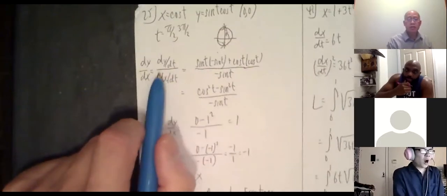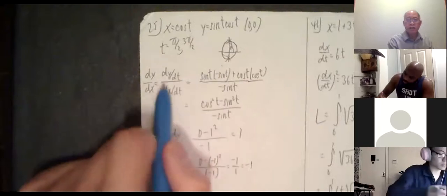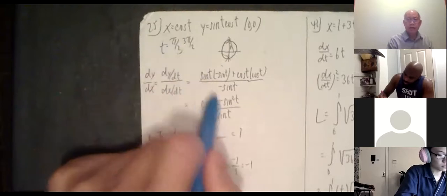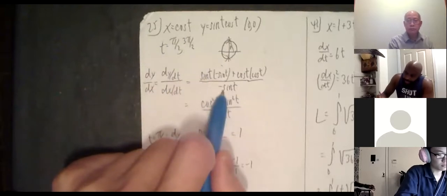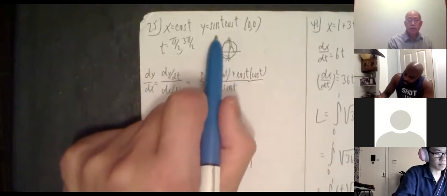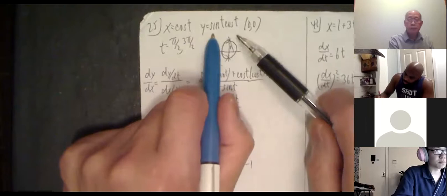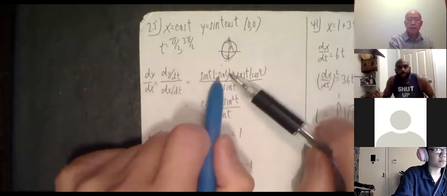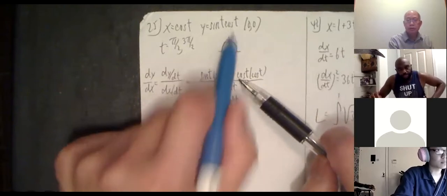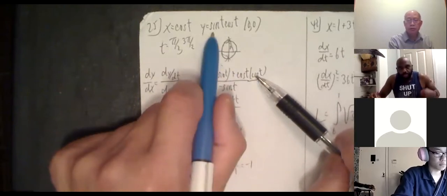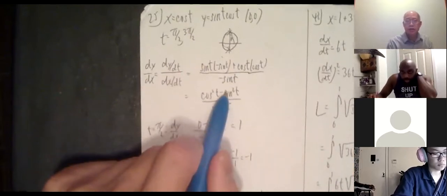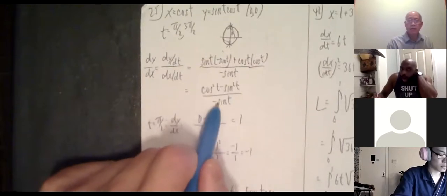Okay, so dy dx, dy dt divided by dx dt. Let me do the bottom first because that's easier. What's the derivative of cosine? Negative sine t. Top's a little bit harder. Okay, dy dt, product rule. First times the derivative of the second, so sine t times negative sine t, plus the second, cosine t, times the derivative of the first, derivative of sine t is cosine t. So I rewrite that as cosine squared t minus sine squared t divided by negative sine t.